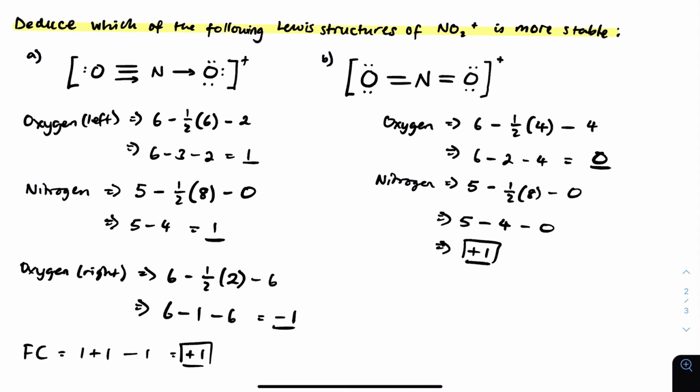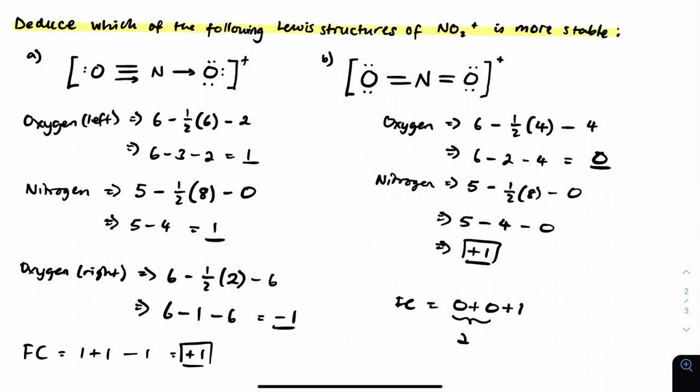So even though they're the same, as we can tell, this one has the total formal charge equal to 0 plus 1. So 2 of these atoms are equal to 0, whereas in this one, none of them are equal to 0. So even though they come to the same total, we can say that individually the atoms add up to 0 more in the second structure. So therefore, it is more stable.